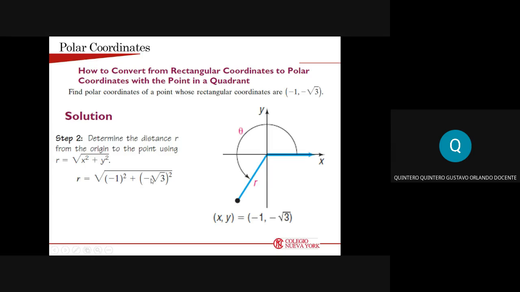Plus y to the second power, right? So y is negative square root of 3. Don't forget about the signs. Negative square root of 3. Again, if you hate this root, it's okay, just change it to a decimal. Things will work out just fine.